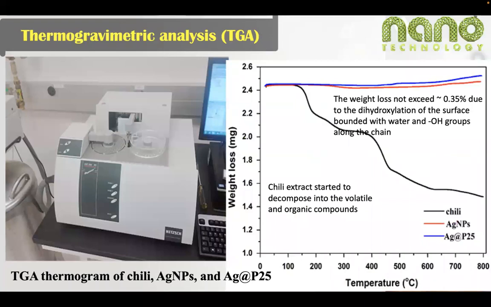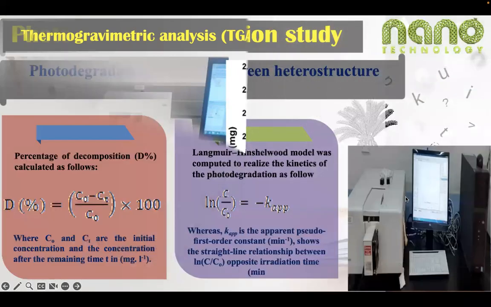Also, TGA is a very effective method. And here you can see for chili and for silver nanoparticles and for the composite. So the chili extract started to decompose into volatile and organic compounds, as you can see here. And the blue color is silver and the other blue is the composite.